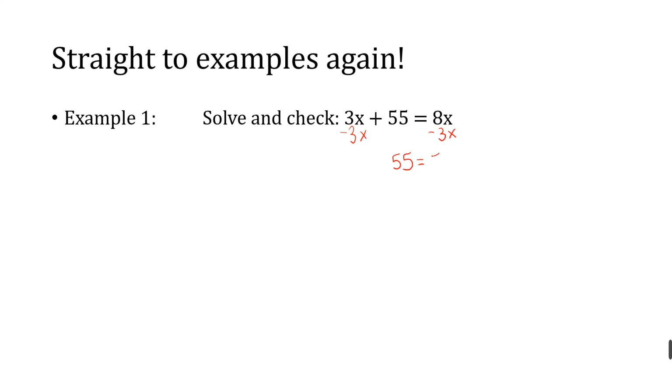And 8x minus 3x would be 5x. We want to divide both sides by 5 to get x by itself, and we get 11 equals x. And I just don't like looking at it that way, so I like to rewrite it as x equals 11, but you don't have to do that. Okay, let's check our answer.